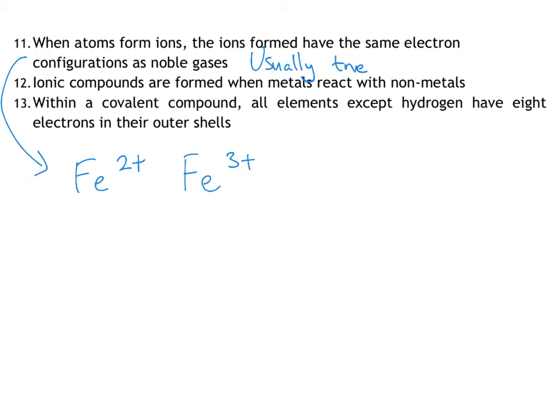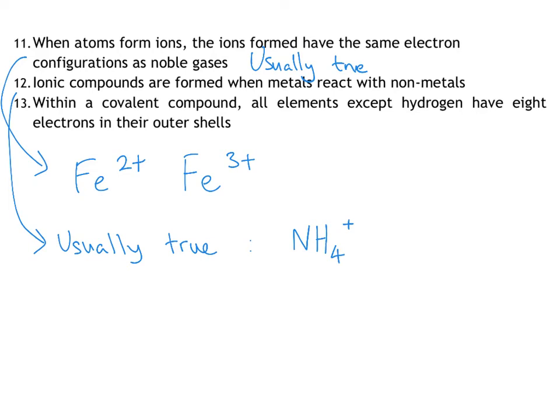Number 12, ionic compounds are formed when metals react with non-metals. So here again, we're going to say usually true. And well done if you could think of an exception to this. There's a couple that you've seen already at GCSE. So one of them is the ammonium ion, which you would have looked at when you did about fertilisers particularly, and ammonia, making ammonium salts.